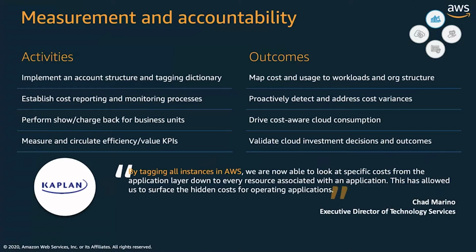So you can see the quote underneath from Kaplan. They tag all their instances on AWS, and that allows them to look at specific costs and understand the resource associated with any particular application. It gives them a very granular view on how they are spending in AWS on a project by project or individual by individual basis. It's also about doing things like providing a showback mechanism to business units or departments within your university that can either be showback or chargeback. Again, I'm going to show you a little bit of that in the console later.